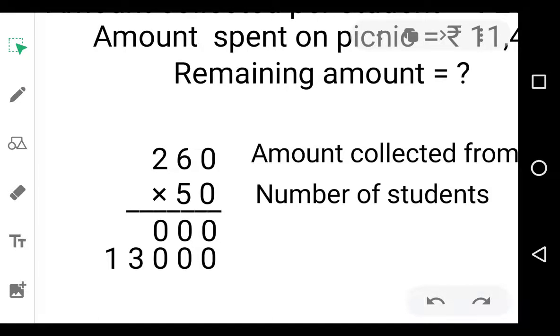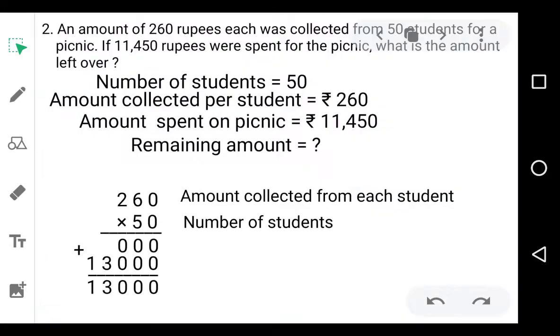then 5 zeros are 0, 5 6s are 30, so we write here 0, 3 is carry over, then 5 2s are 10, 10 plus 3 is 13, so we get 13,000. Now add these numbers, so we get again 13,000. So here total amount is 13,000. Total amount collected by 50 students is 13,000.